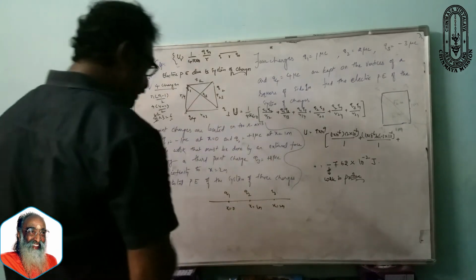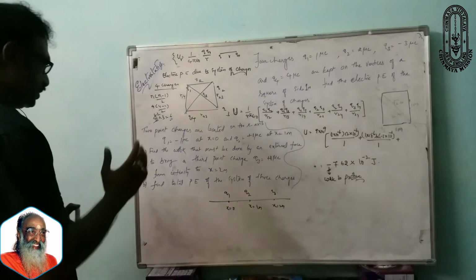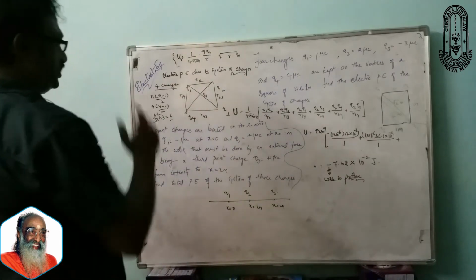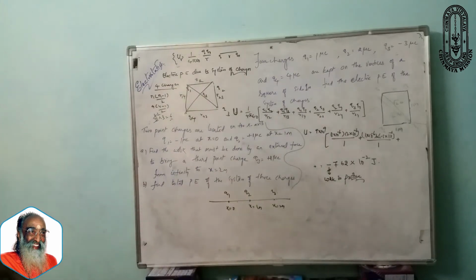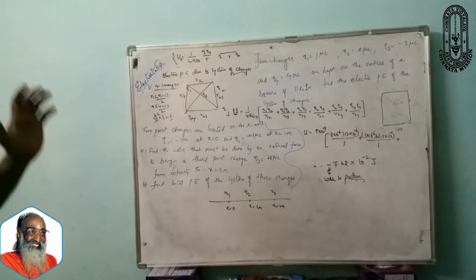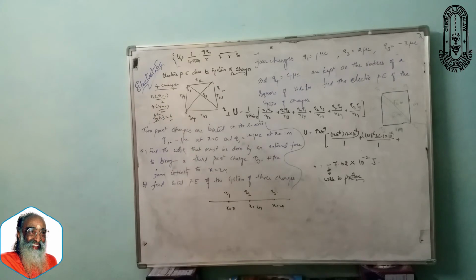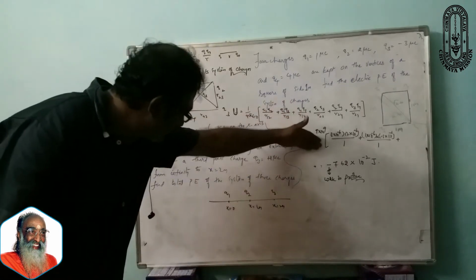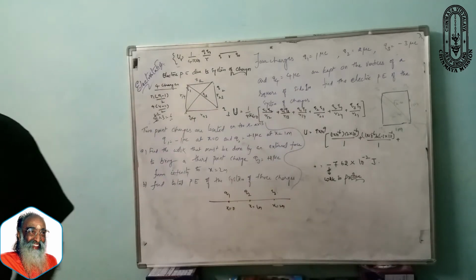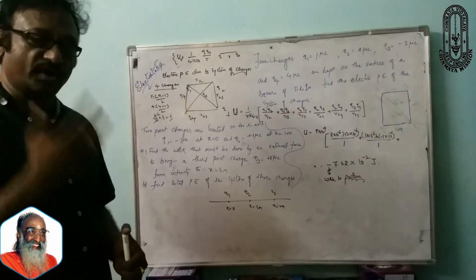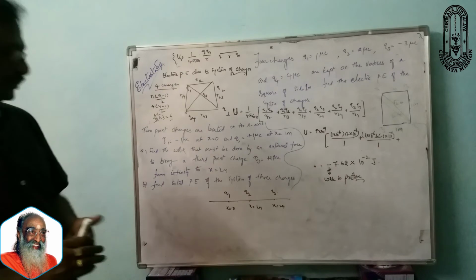Okay. So now find the work that must be done by an external force. So not by the electrostatic force, but by the external force. You have to find the work done to bring the third point charge from infinity to this point. How can we calculate the work done here? That is the question.